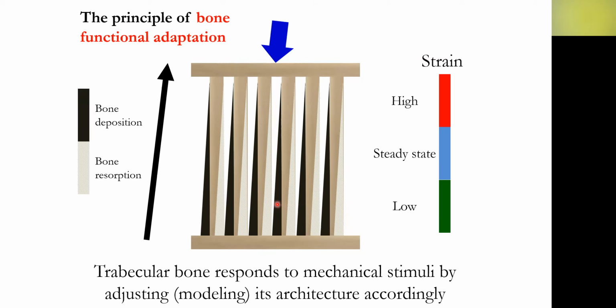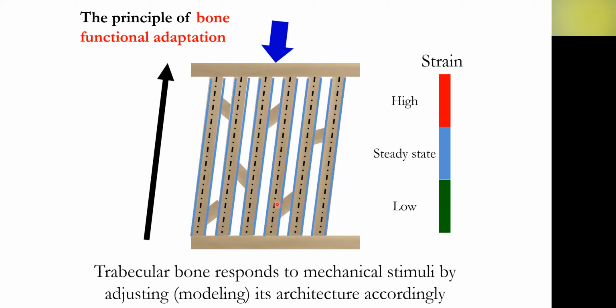Again, this is a continuous process that takes weeks and even months. But eventually, the new architecture of the trabeculae will again align itself to the new direction of loading, and we assume a steady state again. I want to stress again that this is a very simplified view of bone functional adaptation. Obviously, in real life, the trabecular structure is 3D. It's never aligned so nicely as you can see here.